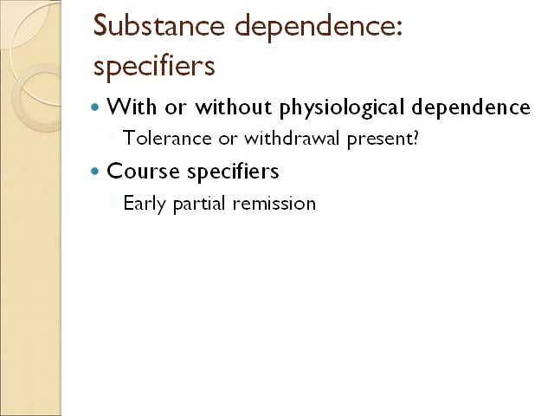And then if you keep that up, right? So for over a year, you still are using some, so still have at least one symptom, but not all of them. That would be sustained partial remission. And then you can also have sustained full remission. So this is when you have 12 months, a year of not meeting any criteria.